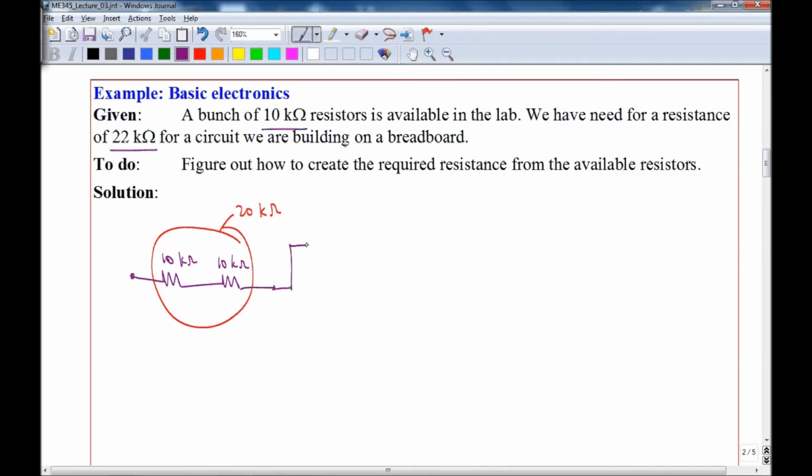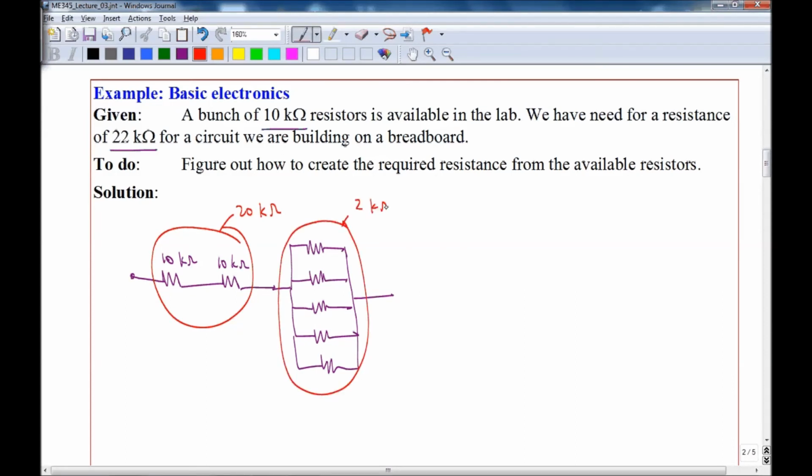Well, it turns out if we put 5, and I won't label, these are all 10k resistors, so if we put 5 of them in parallel, the equivalent resistance of those 5 will be 2 kiloohms, and these two in series will give us 22 kilo ohms. So this is our answer, and just to prove this, remember the equation for equivalent resistance.